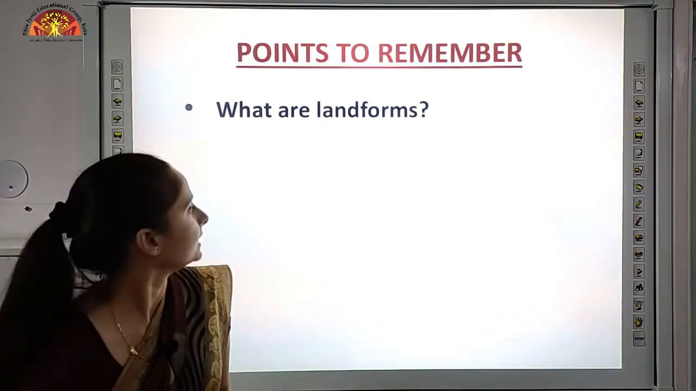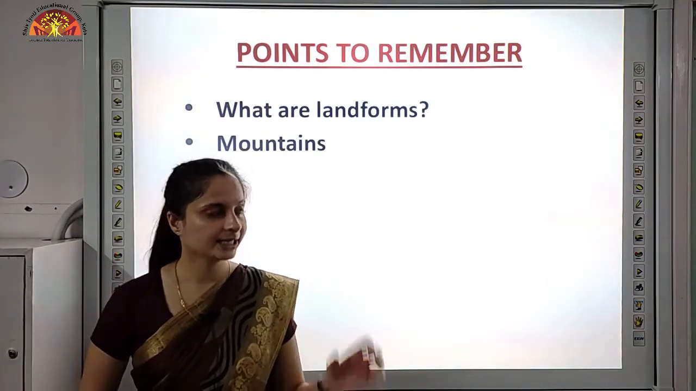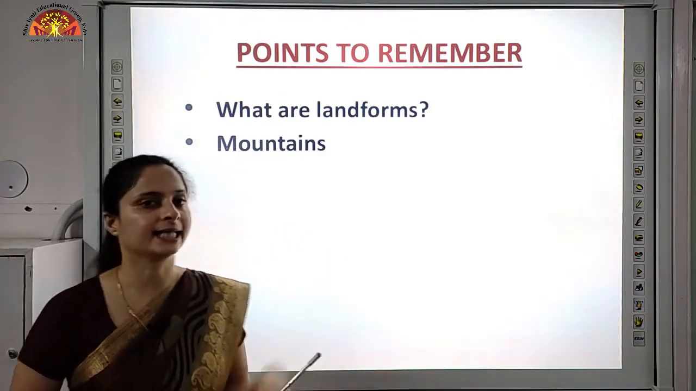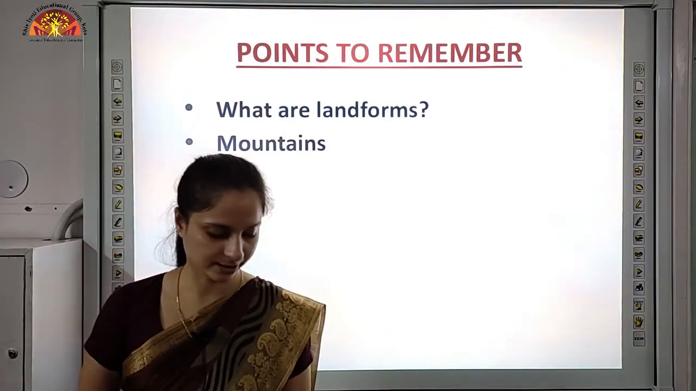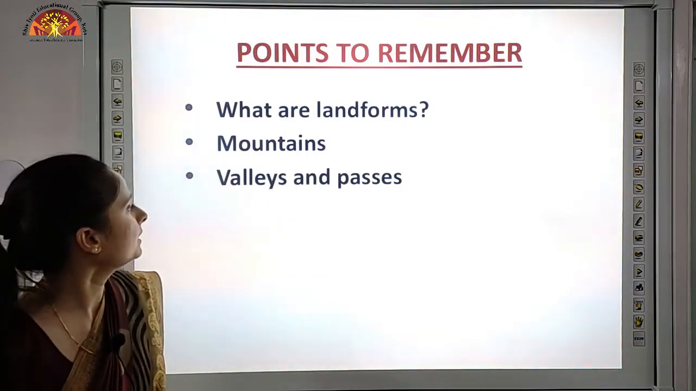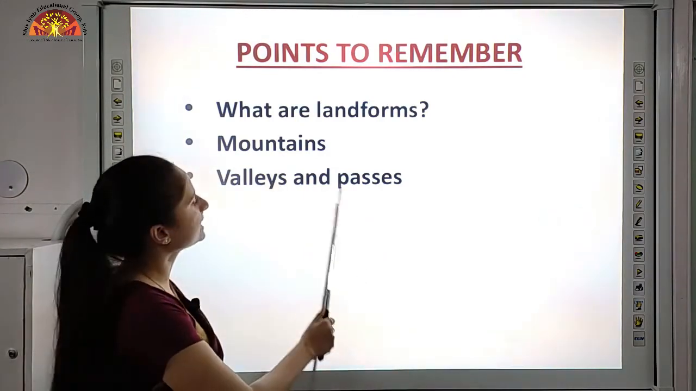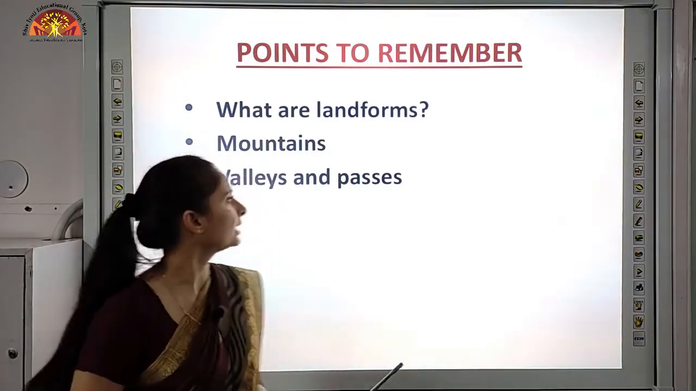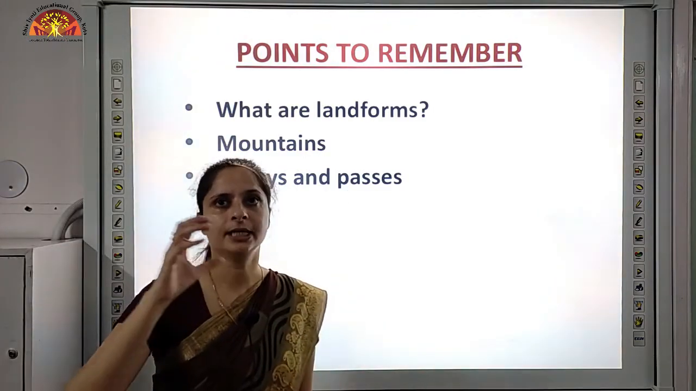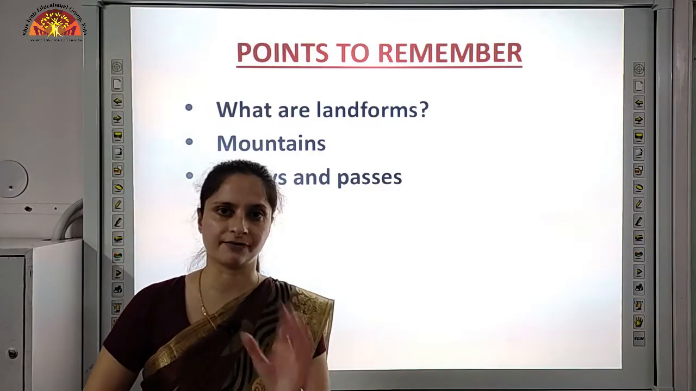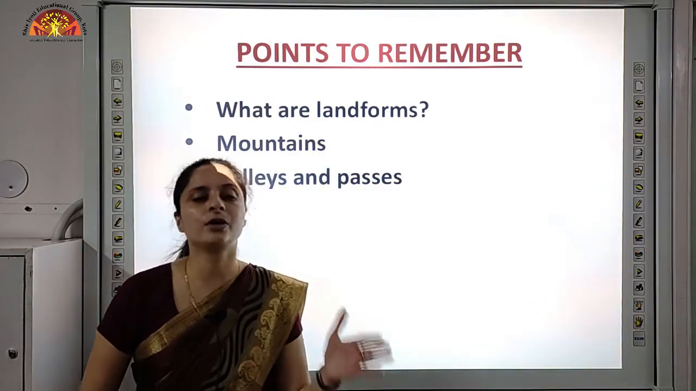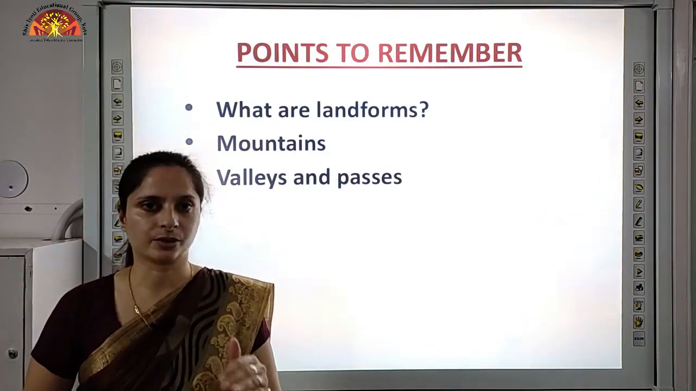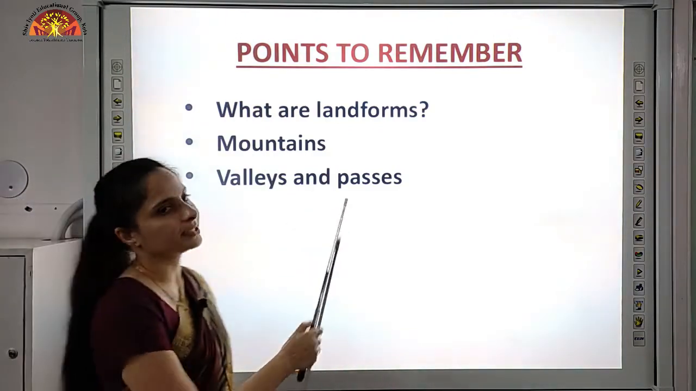Now we discussed mountains. Mountains are rocky land masses that rise higher above the surroundings, and they have sloping sides and high peaks. Then we learnt about valleys and passes. Valleys are low land between two hills. And passes, you must have noticed that in mountains natural gaps develop. These are called passes, which are helpful for the people who cover the mountain areas. They go through these passes. These are natural gaps which are formed in the mountains.